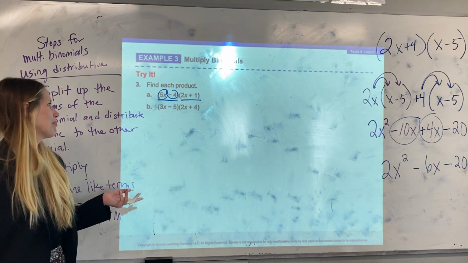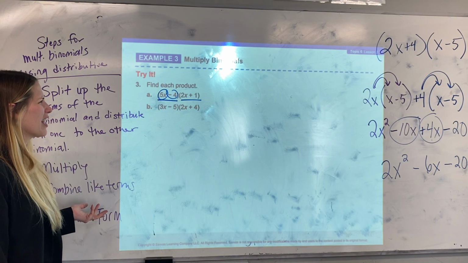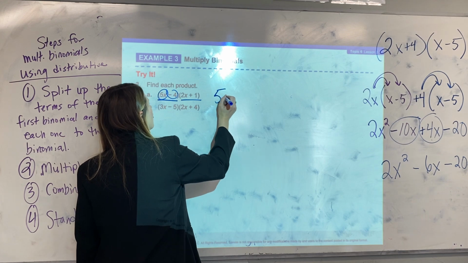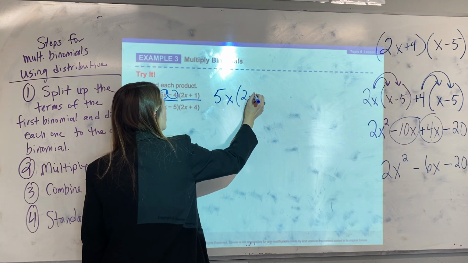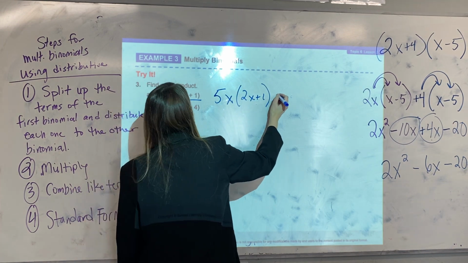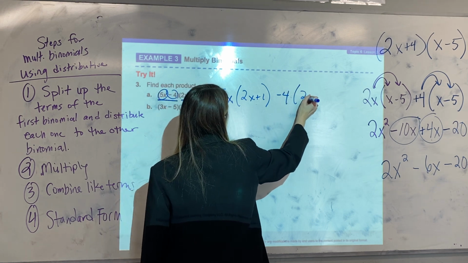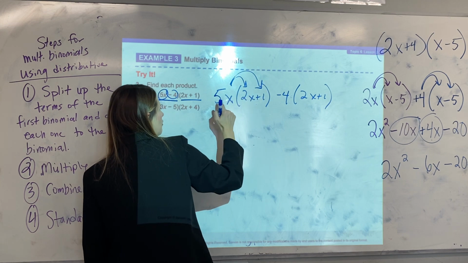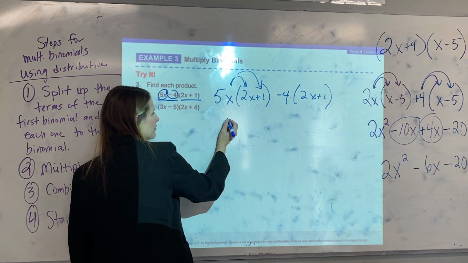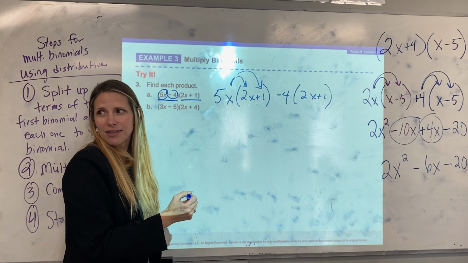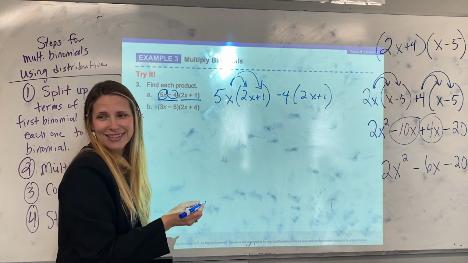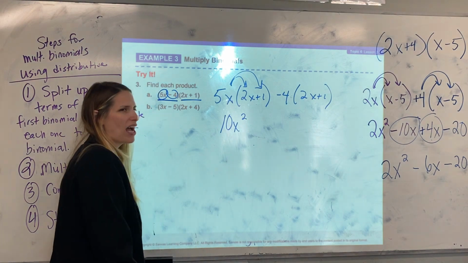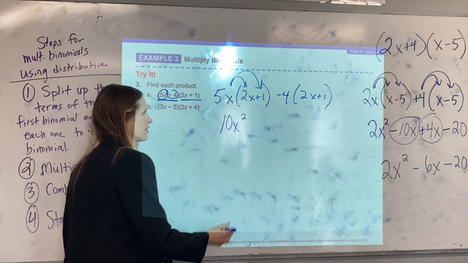Let's do the other example now. Did we even finish that? No. The only way is x squared. 5x times 2x plus 1 minus 4 times 2x plus 1. Distribute. 5x times 2x is? 10x squared. Did you say 10x again? Okay, it was a little delayed. 10x squared. 5x times 1 is? 5x.